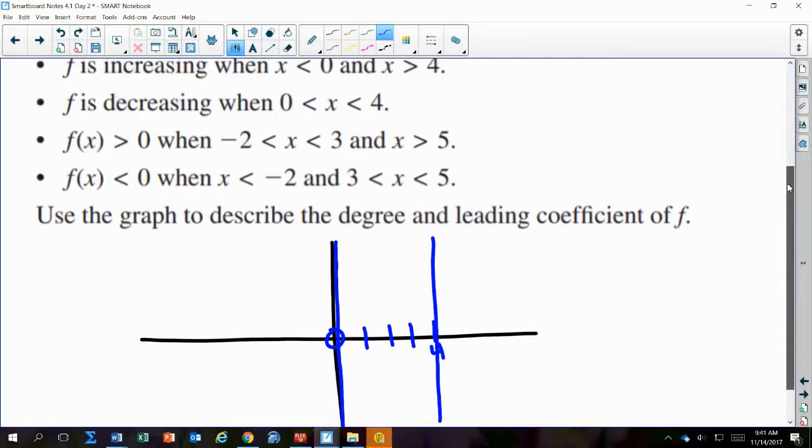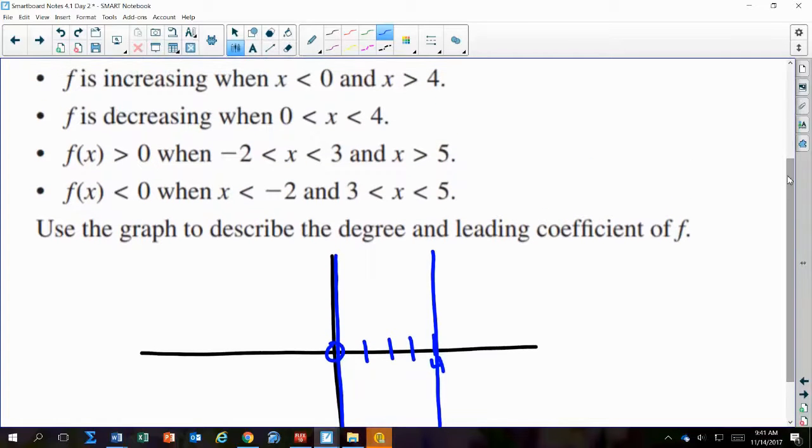decreasing. Okay, so it says the function is increasing when x is less than 0. So I'm just going to put an I over here in this region to the left of 0. And it's also increasing when x is greater than 4. Okay, so this is where x is 4. I'm going to put an I when x is greater than 4 too. Again, I'm not graphing any part of my function yet.